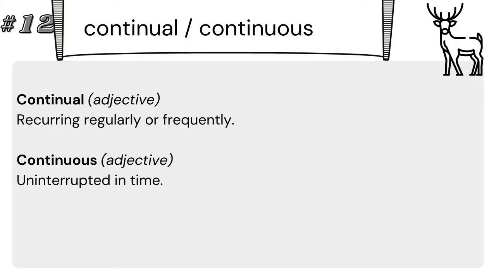Number 12, continual, continuous. This is tricky because they look similar. They're both adjectives, but they have a different meaning. So continual means recurring regularly or frequently. So I have continual headaches. I get a headache once a week. I have continual headaches. Continuous, uninterrupted in time. It never stops. It's always going. I can say, I have continuous headaches. My headache never goes away. I have continuous headaches. Which one is worse, continual or continuous headaches?